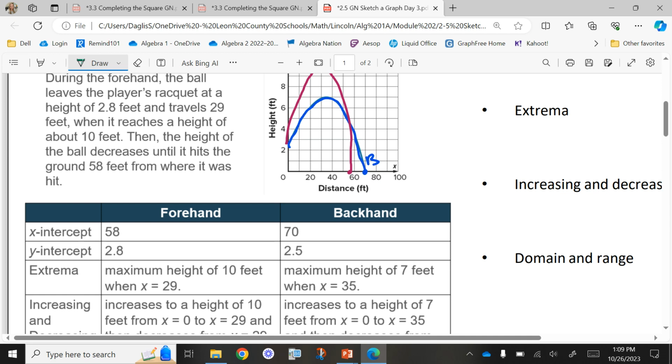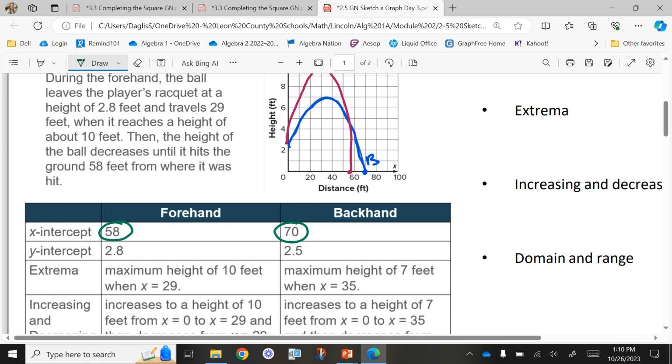Okay. So which ball went farther? The backhand went farther. By how much? By like 15 feet. Like 20 feet. I don't know. Between 58 and 70. It tells you. You don't have to guess. 58 to 70 has a difference of what? 12. There we go. The difference between 58 and 70 is 12.